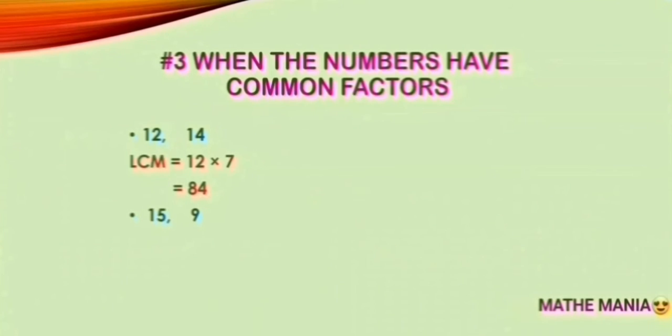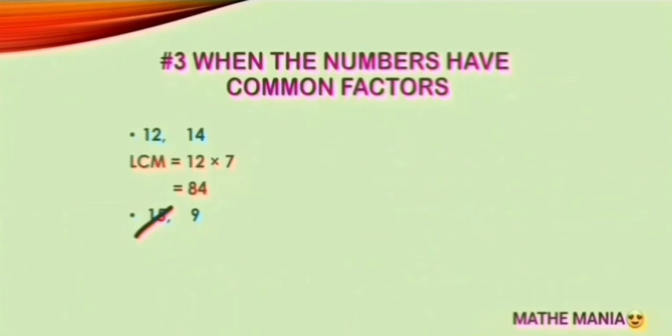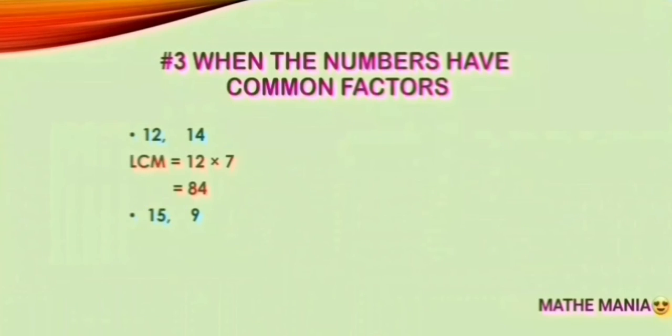Let's try with another example, 15 and 9. The largest number which divides both of them is 3. I can cancel any one of these two numbers by 3. So if I cancel 15, I'll get 5 here. And hence the LCM would be 5 into 9, that is equal to 45.